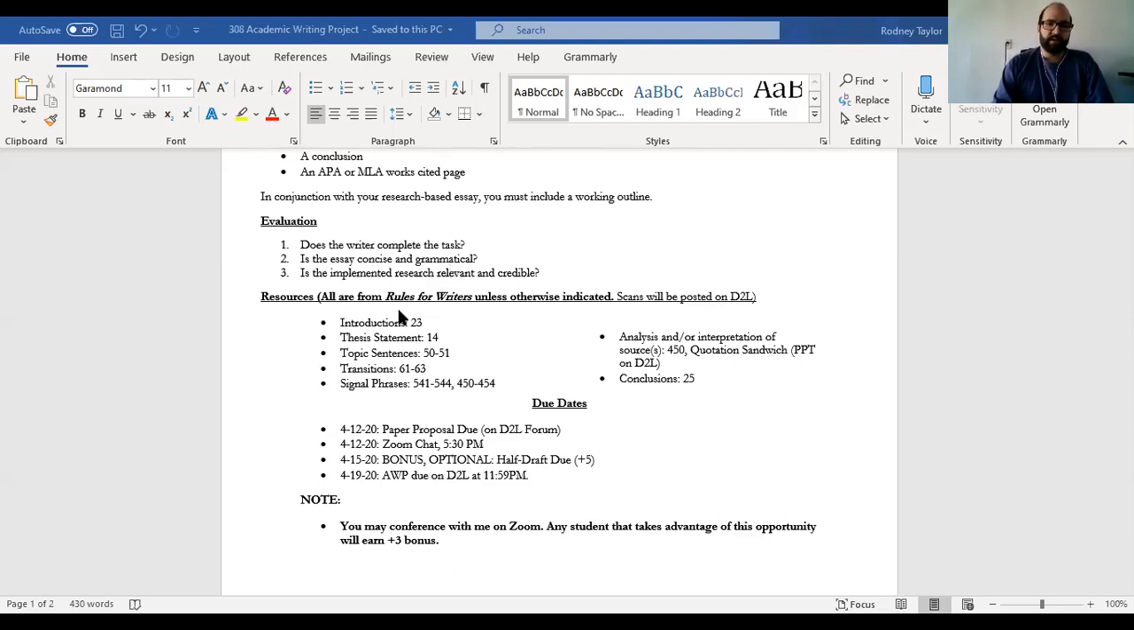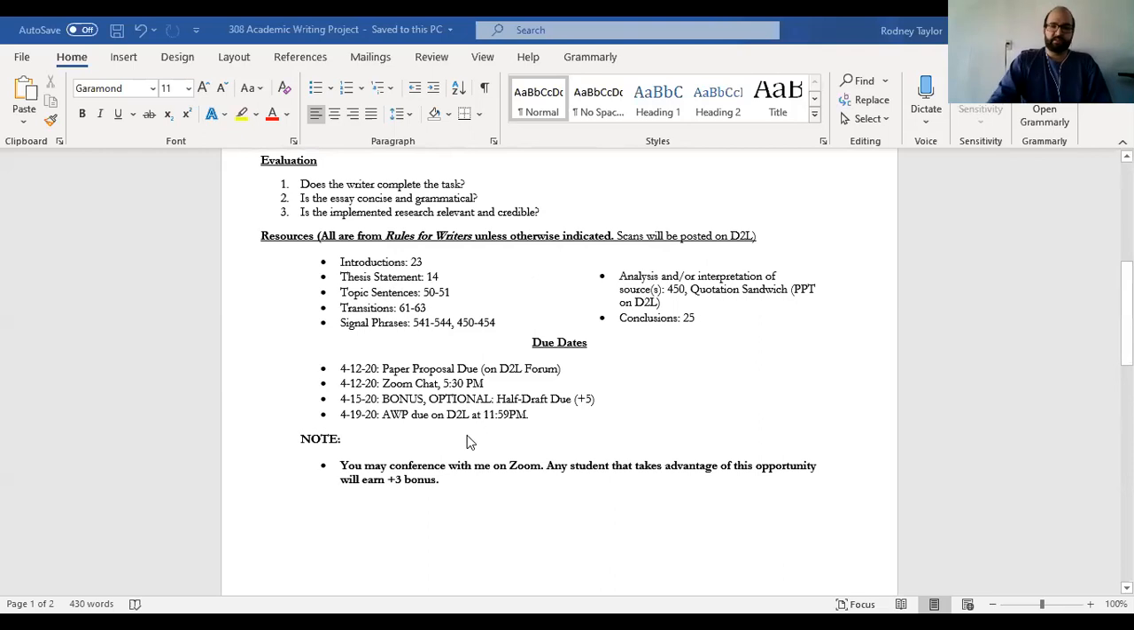All the resources are here. I will upload these to D2L in the next 2 weeks. And then you can see the due dates. On the 12th, the proposal is due on the D2L forum. That'll double as your forum post for the week.